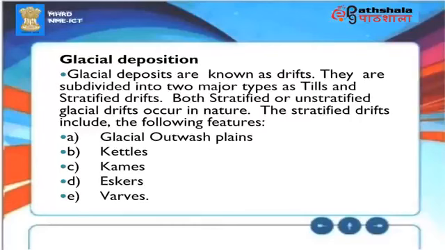Glacial deposition. Glacial deposits are known as drifts. They are subdivided into two major types: tills and stratified drifts. Both stratified and unstratified glacial drifts occur in nature. The stratified drifts include the following features: glacial outwash plains, kettles, kames, eskers, varves.